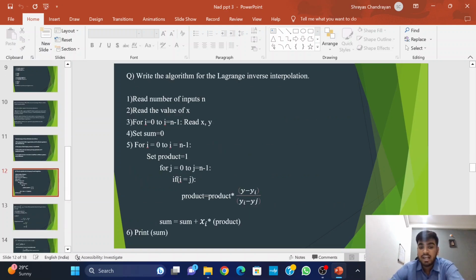The next question is, write the algorithm for Lagrange's inverse interpolation. So first we have to read the number of inputs n, read the value of x. For i equals 0 to n minus 1, read x comma y. Set sum equals 0. For i equals 0 to n minus 1, set product equals 1. For j equals 0 to n minus 1, if i is not equal to j, then product equals product star (y minus yj) upon (yi minus yj). So sum equals sum plus xi into product. Print sum. So this is the algorithm for Lagrange's inverse interpolation.